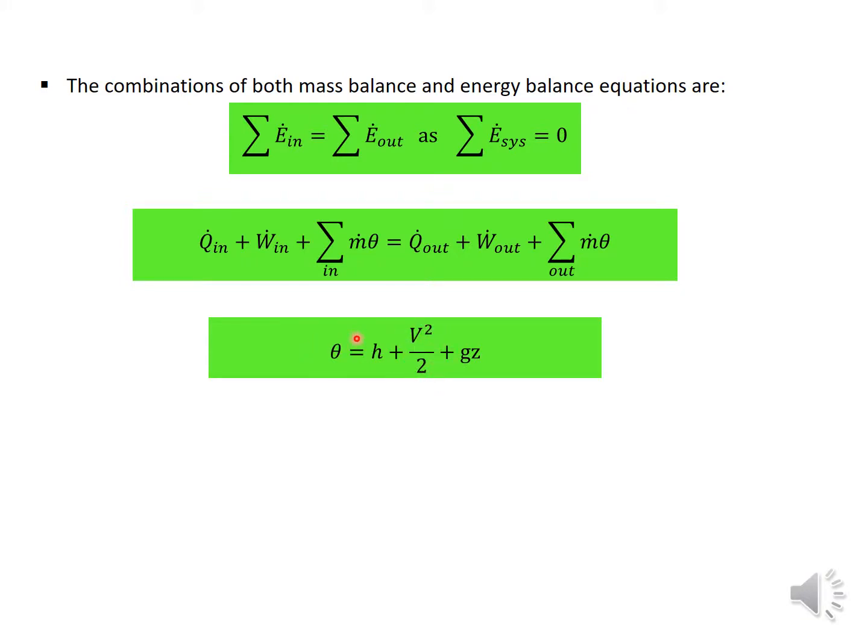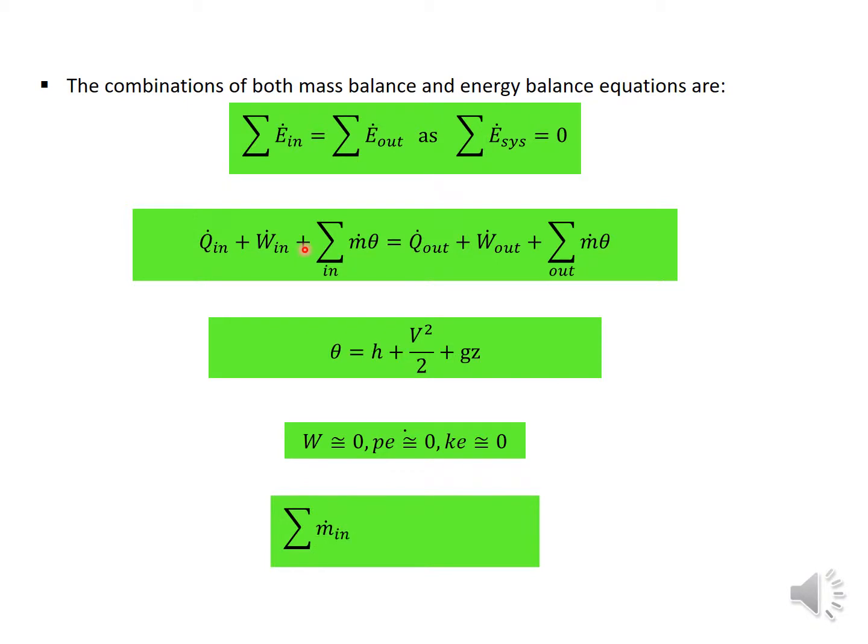Now, as we substitute this equation into the equation above here, we get the last equation, which is the summation of m dot in h in equals summation of m dot out h out.